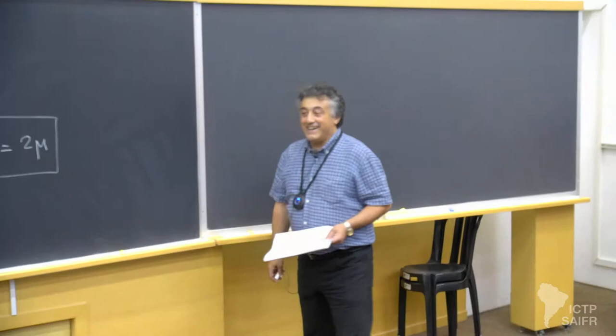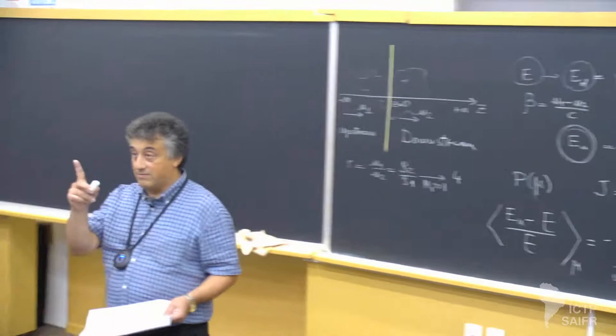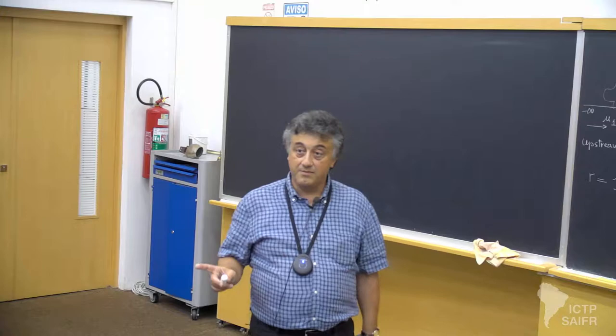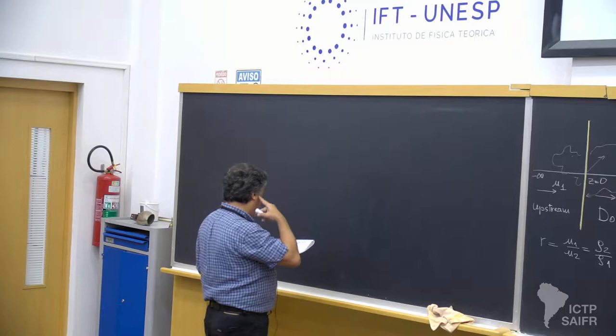Okay, so let's go back to this exercise here, and I want to calculate the return probability. We said that the return probability from upstream is 1, right? Particles cannot leave the upstream because they are advected back to the shock. Is it the same downstream? Well, we already said no, it's not the same downstream. And in fact, let's try to calculate the probability for the particles to go in the two directions.